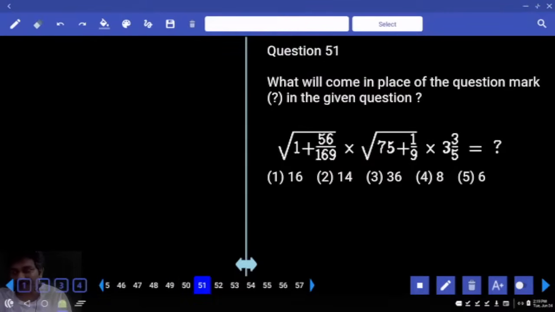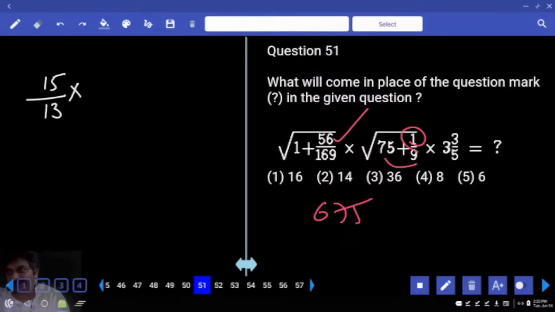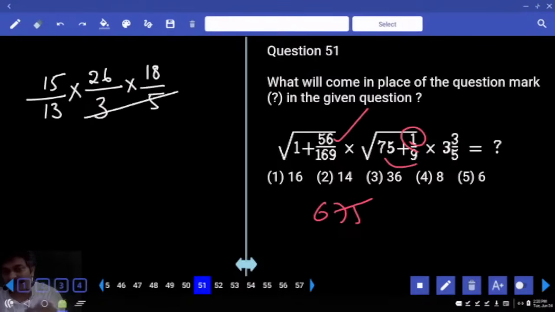Simplify mixed fraction to improper. 169 plus 56, 225. Come on. Under root of 225 divided by under root of 169 into 75 9 times. 675 plus 1, 676, under root 26 by root 9 into 3 by 5. 18 by 3 5 is 15. 15 cancel. 13 2 times. Answer 36.